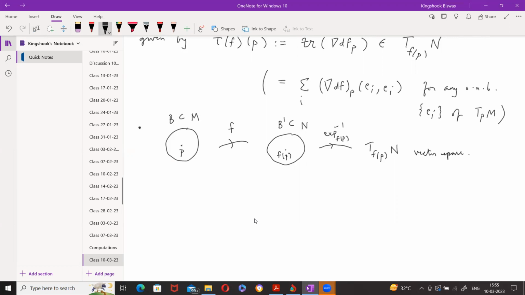So the Laplacian will be an element of this vector space. What I look at is exp at F(P) inverse composed with f. So this is a vector valued function. Now I take the Laplacian of this at the point P. So this is a vector in T_{F(P)}N. This vector equals the tension field tau f at P. So this is the formula I was mentioning. We'll prove this next time.